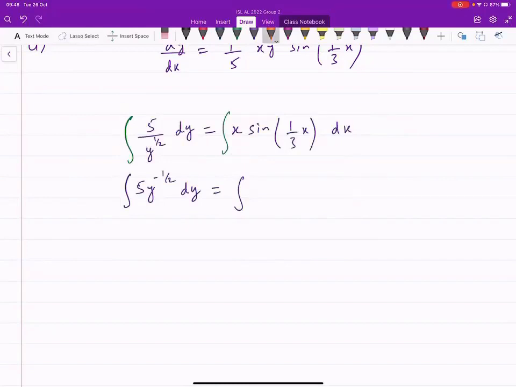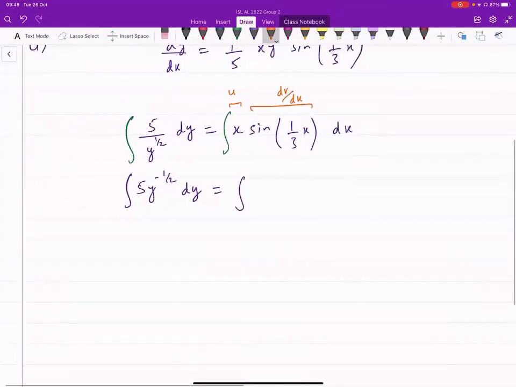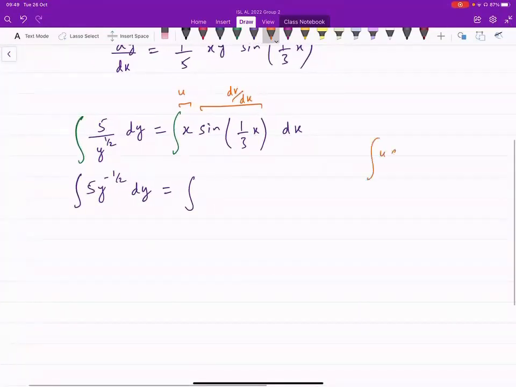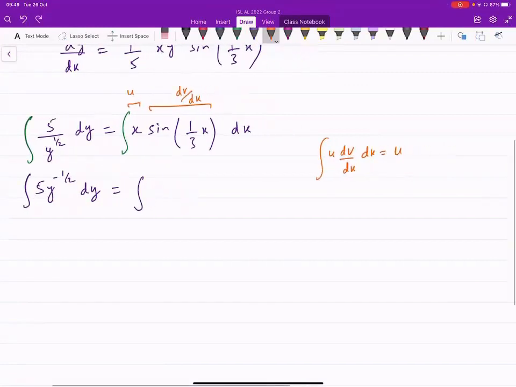So which one of them do we take as u? X को u लेंगे because that's an algebraic expression. Trigonometric को we take as dv over dx. And now we apply integration by parts. Integration by parts का formula हमारे पास क्या होता है? It's u dv over dx dx equals uv minus integral of v du over dx with respect to x.